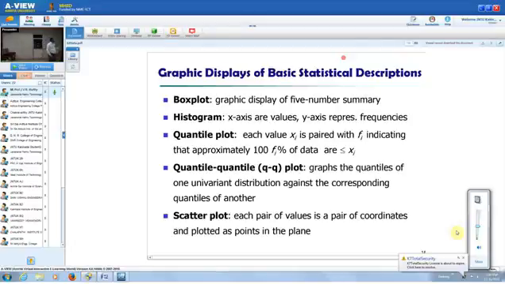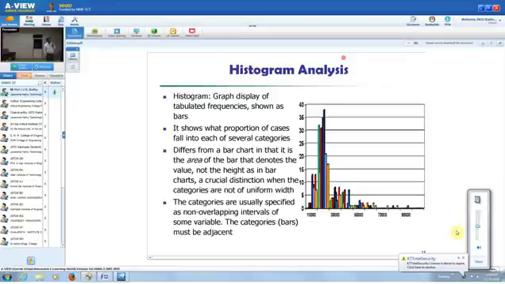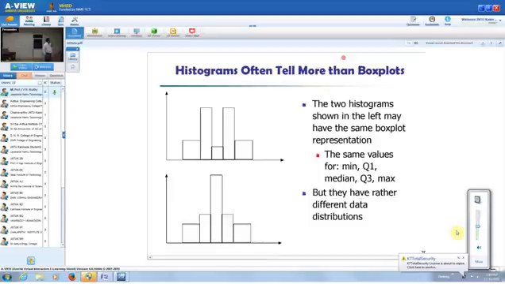And the quantile-quantile scatter plot. Next slide, please. I'll explain you about the quantile plot. Histogram. Next. Quantile plot, histograms. 2 histograms shown represent the same values for min and max, but they are rather different data. Come back.